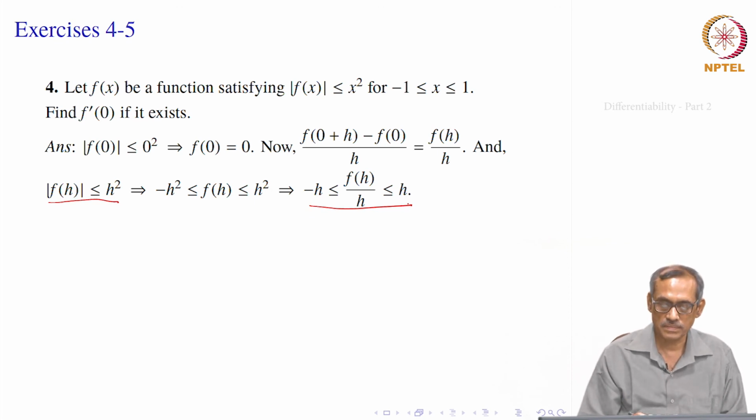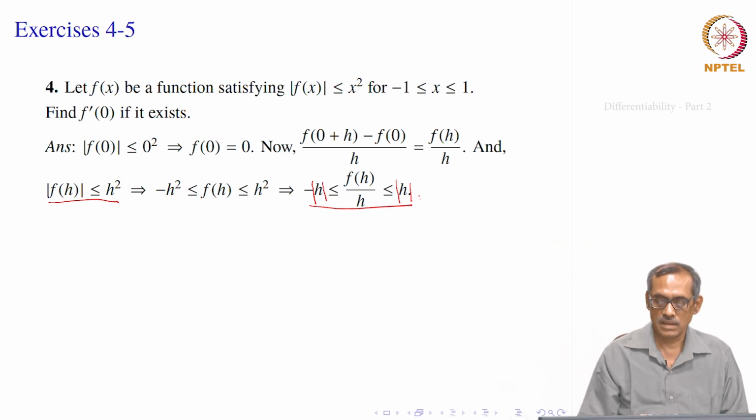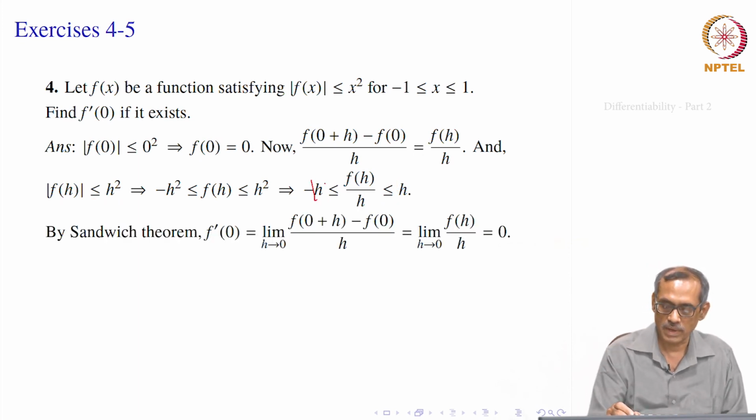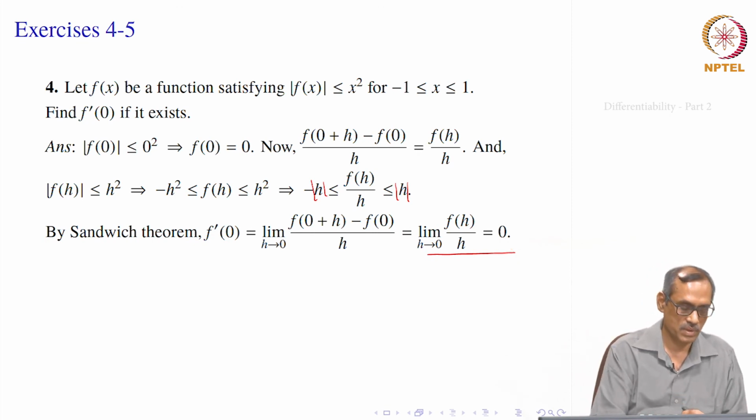If h is negative, then of course, you get f h by h lying between h and minus h, the other way around. So, you may say that f h by h is lying between minus mod h and mod h, right. Now use the sandwich theorem. This goes to 0, this goes to 0 as h goes to 0. Therefore, f h by h goes to 0. Fine. So, we have got f prime 0 this way.